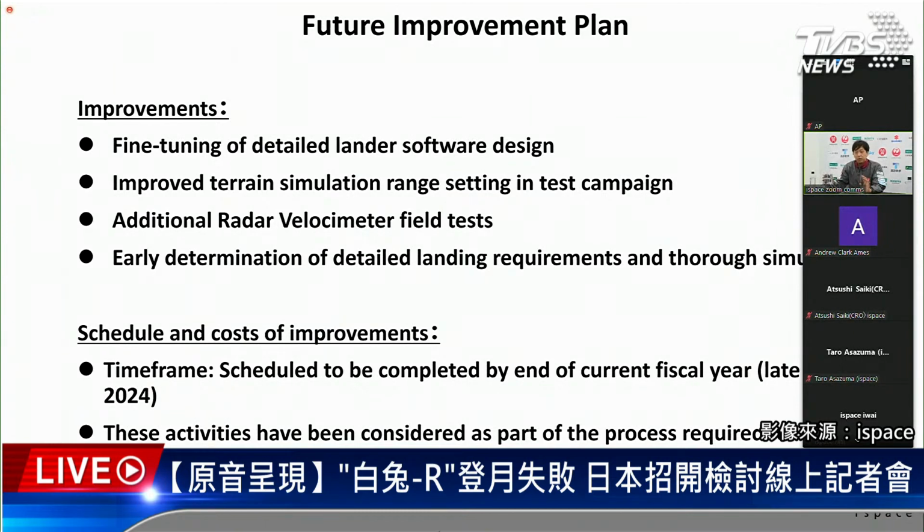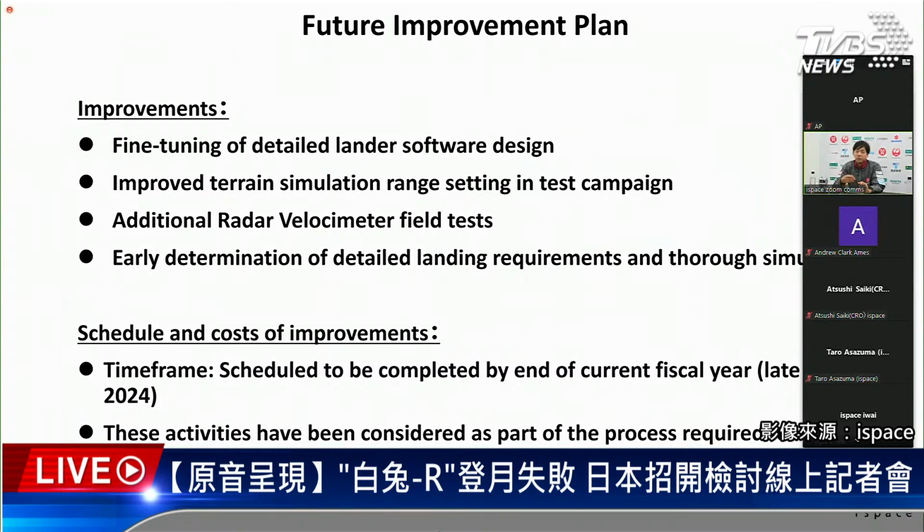Of course, we already completed tests on the ground. But the more important point is we need to further ensure the performance of the radar velocimeter. Now we are planning an additional radar velocimeter field test on the ground to get more confident in our radar velocimeter performance. Then, finally, the most important point is the early determination of the landing site, because again, the last change of landing site impacted on this issue.